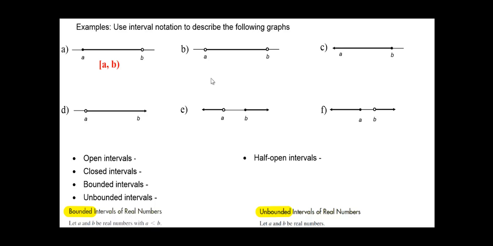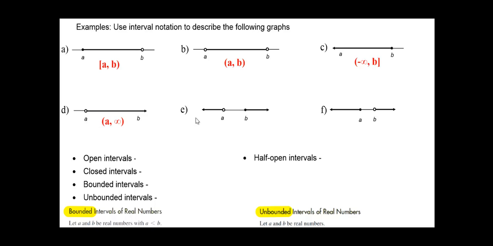All right, I hope you had a chance to try to figure those out on your own. Letter B does not include either endpoint, so both of those are parentheses. Letter C only has one endpoint. It is included, so that'll be a bracket on B, and it goes to negative infinity. Letter D does not include the endpoint, so that'll be a parenthesis on both sides going to positive infinity.